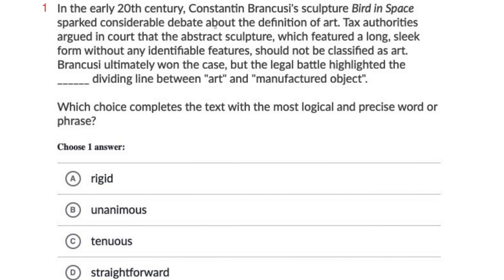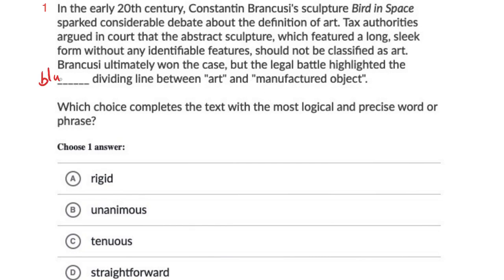So in the early 20th century, Constantine Brancusi's sculpture Bird in Space sparked considerable debate about the definition of art. And they also had a passage about this on the paper SAT. Tax authorities argued in court that the abstract sculpture, which featured a long, sleek form without any identifiable features, should not be classified as art. Brancusi ultimately won the case, but the legal battle highlighted the blank dividing line between art and manufactured object.